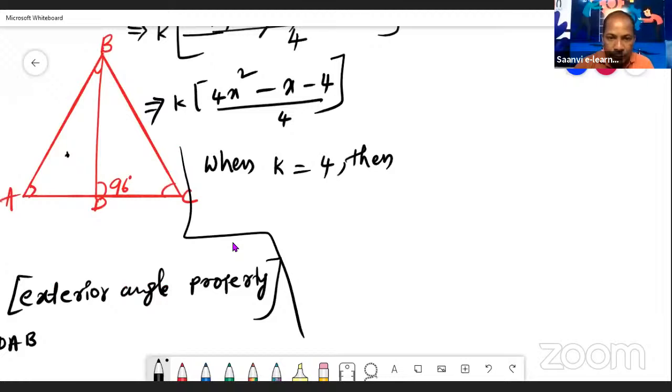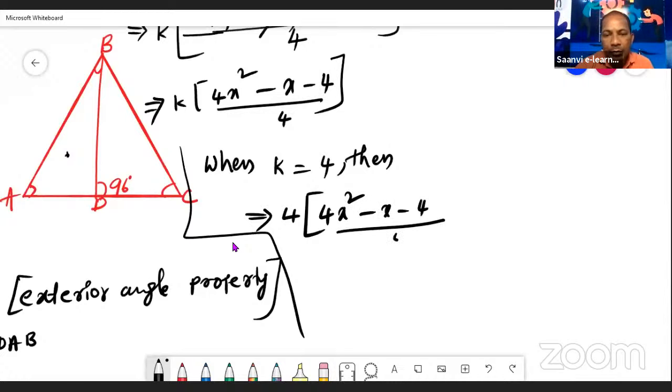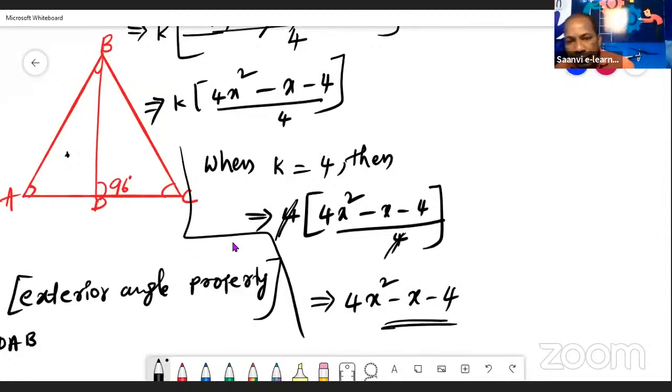The k value we have taken is 4. Okay. 4 of 4x square minus x minus 4 by 4. Okay. So here 4 gets cancelled. What is the remaining polynomial? 4x square minus x minus 4. So this is the required quadratic polynomial.